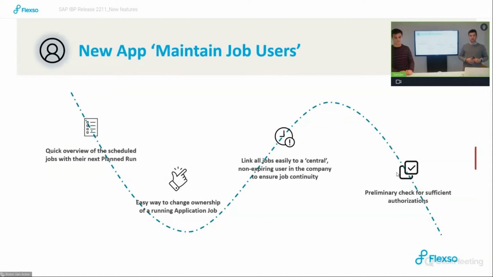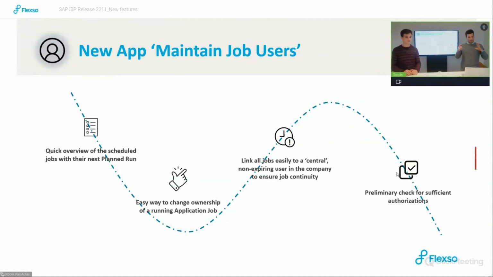Furthermore, this also gives you a very easy way to change the ownership of a running application job. Now, you may ask why this would be important or relevant. Well, this is a very good use case in case you have certain users scheduling jobs. Suppose that certain users might want to leave the company in a certain time bucket, let's say, then you can make sure that the job continuity is ensured by, for example, linking all the jobs that we have in the system to one central user, which is like a non-expiring user, which is always relevant and always valid in the system.